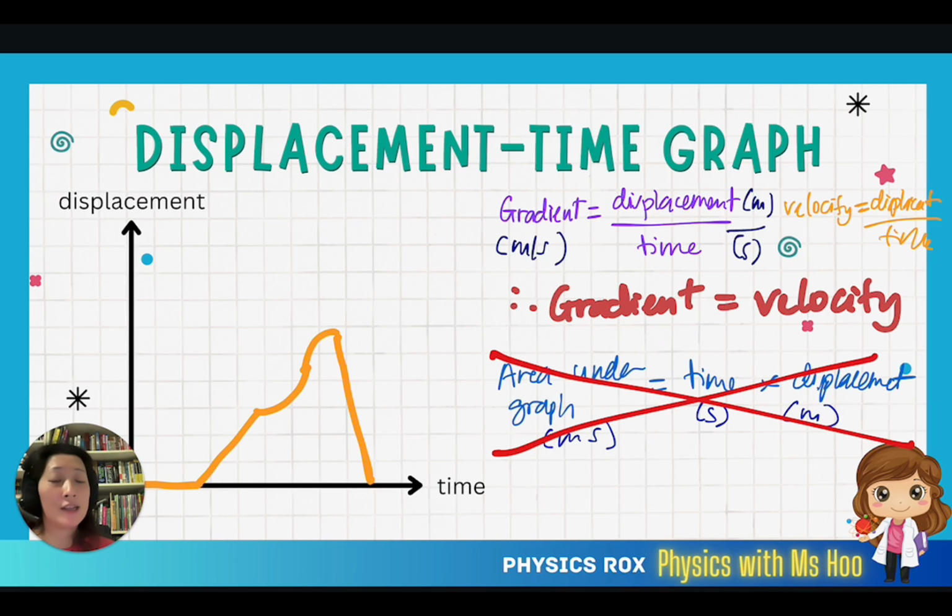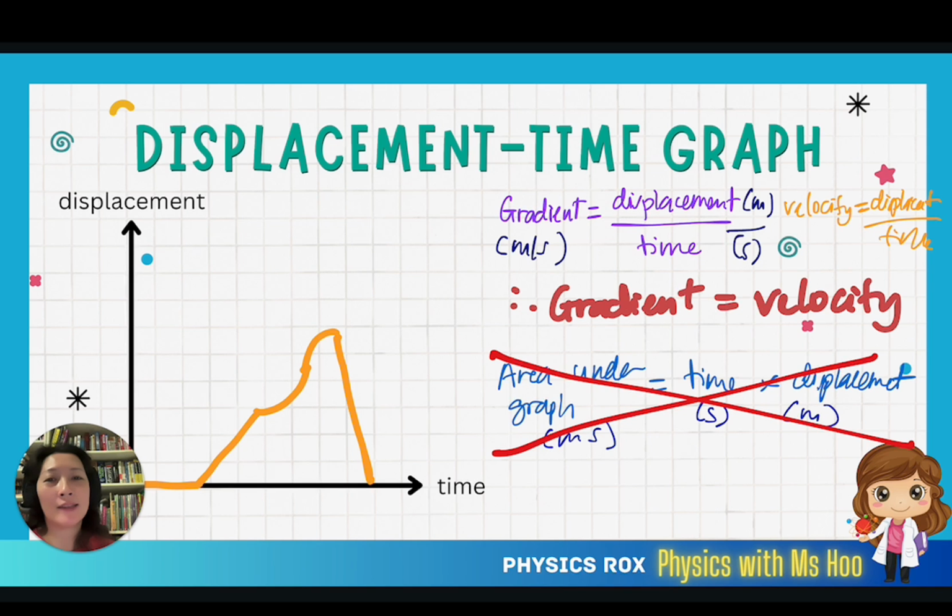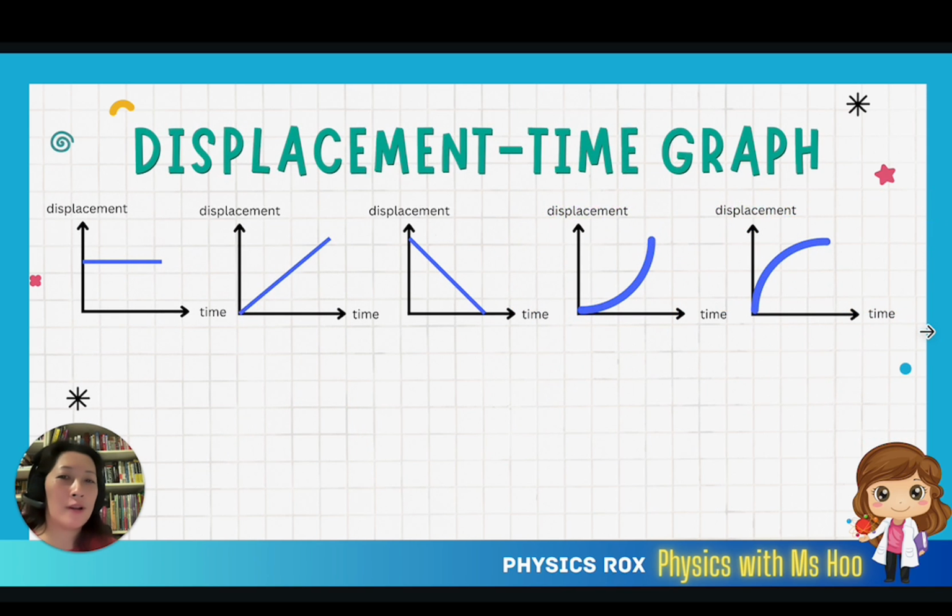So as I mentioned earlier, just because we can calculate it doesn't mean it exists. We only want to look at the meaningful calculations. So for the displacement time graph, area under the graph is not used as part of the analysis. Now let's take a look at how to analyze the different shapes of the displacement time graph. Remember that for the displacement time graph, any additional analysis can be done with understanding the gradient.